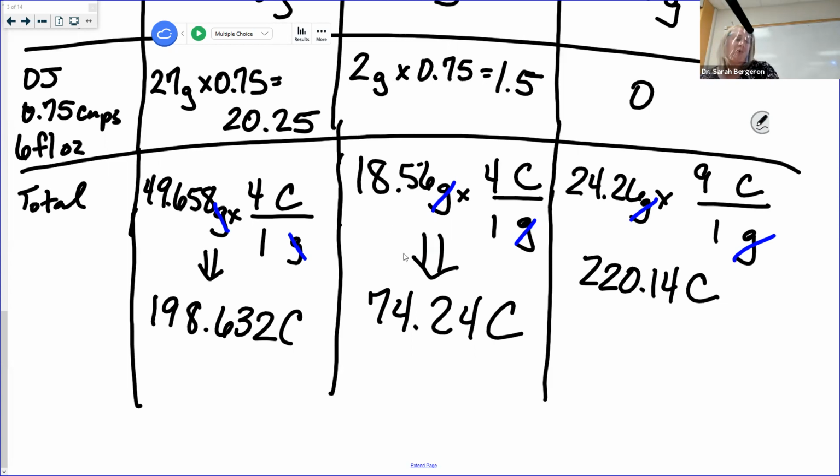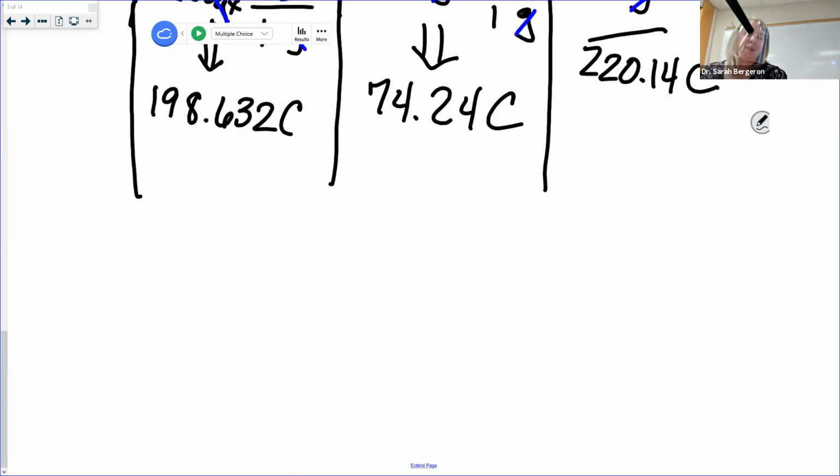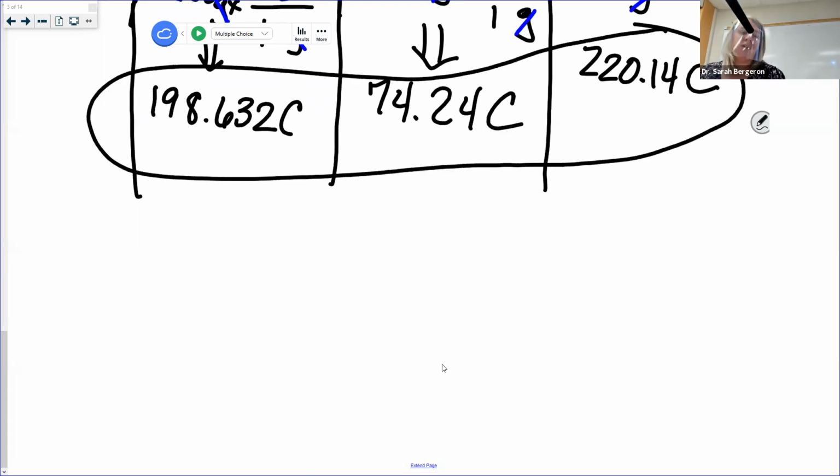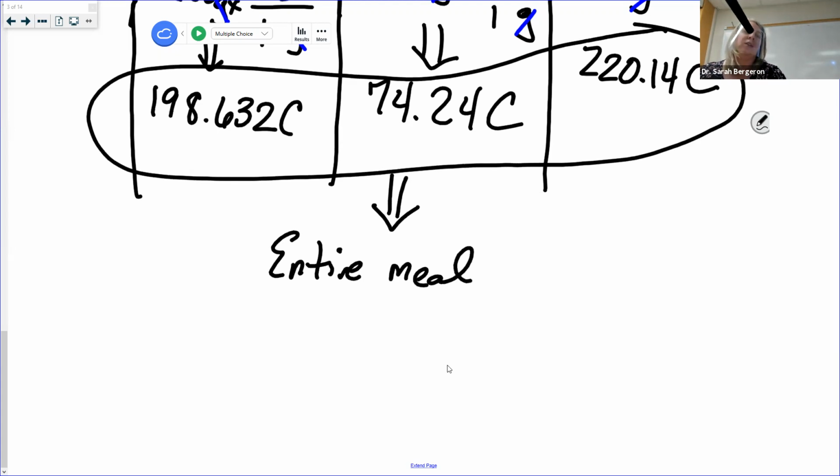So what's my sum? What's my total from everything? Add all 3 together because I want my total calories for the entire meal. So this is an entire meal. Give me all the digits and then we're going to round.